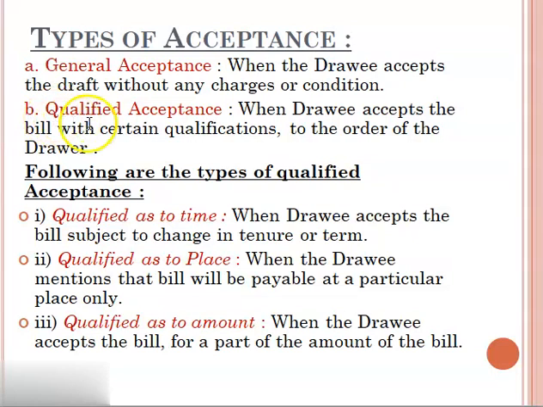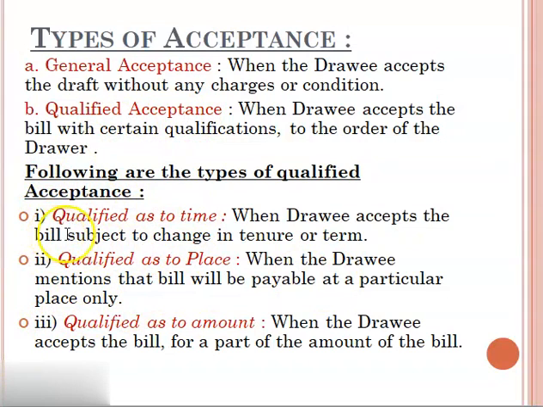The second one is qualified acceptance. It means when the drawee accepts the bill with certain qualifications to the order of the drawer. In this case the drawer is going to give certain orders, maybe regarding the place or to whom the bill is going to be paid. That is called qualified acceptance. Let us see in detail what it means.